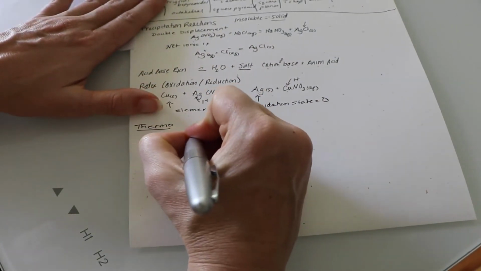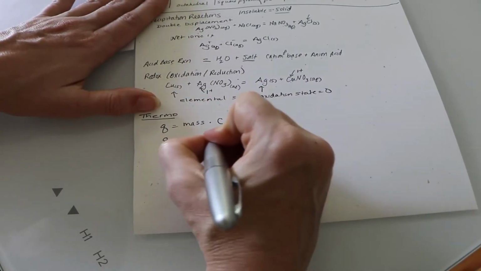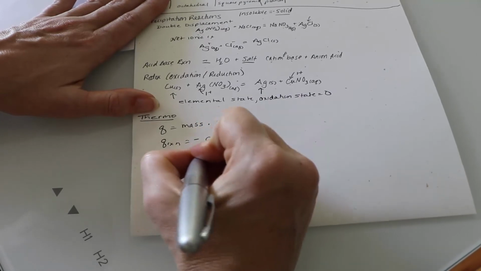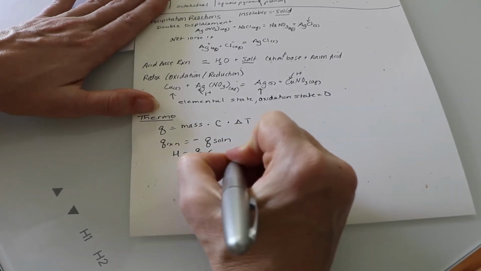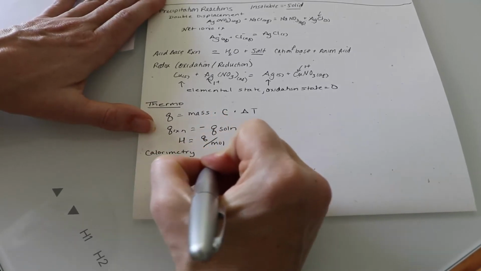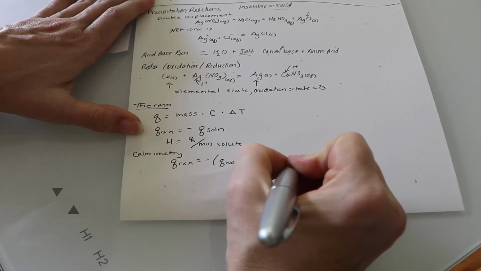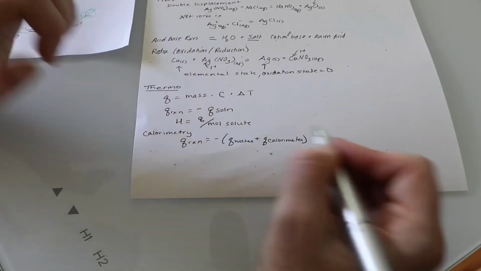Now again, it might be helpful to have an example problem written out, but I'm just going to write down the reminder things that I might need. So Q is going to be equal to your mass times C times delta T. The Q of the reaction is negative Q of the solution, where H, or the enthalpy, is going to be equal to Q divided by the moles of the solute.